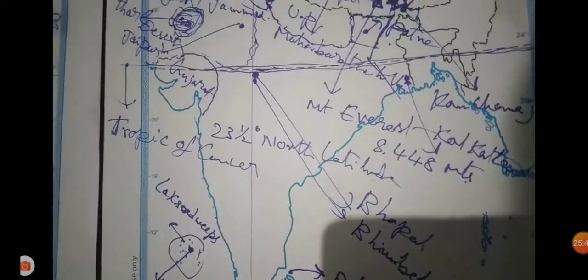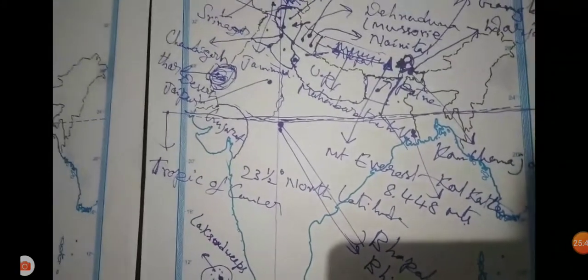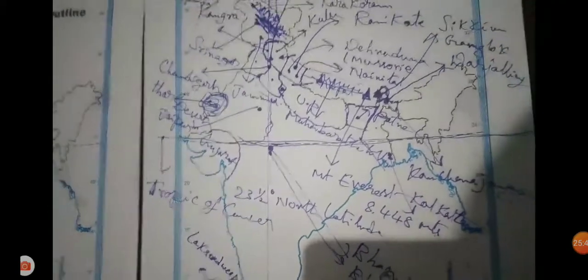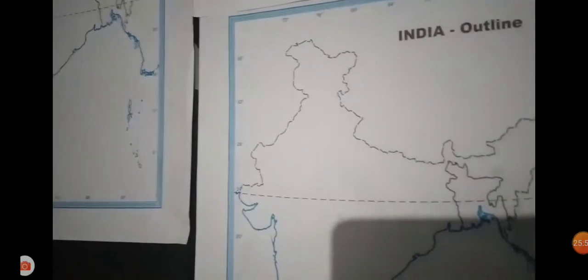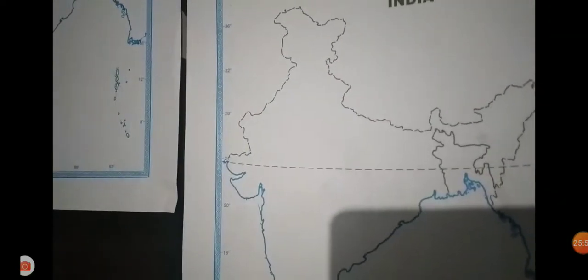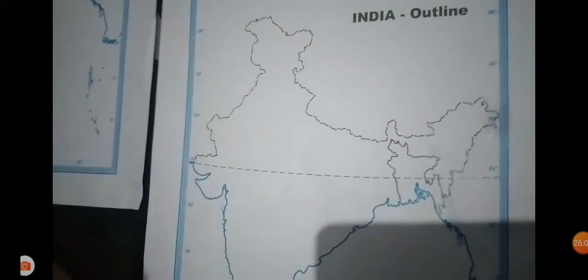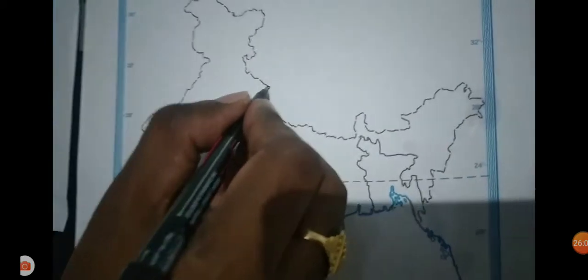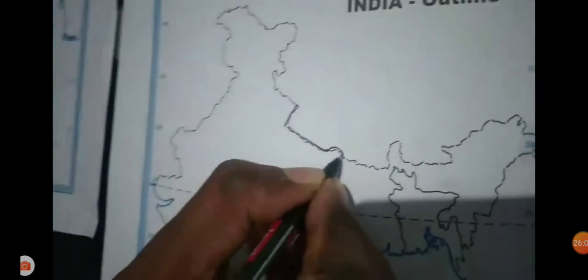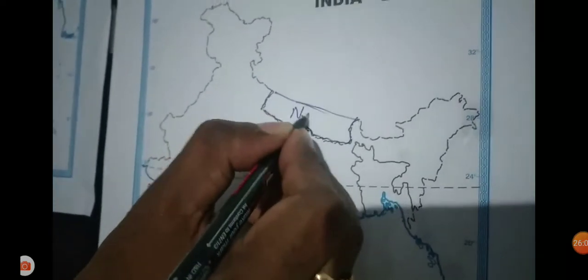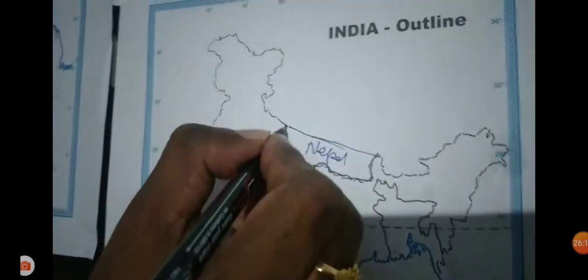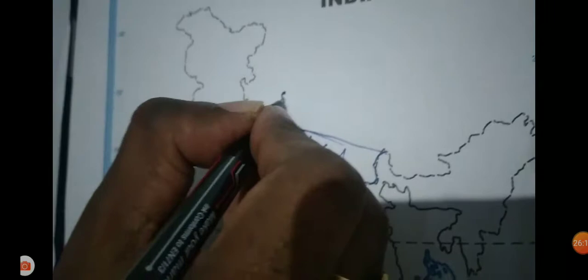So we have to identify different places on the India map. Next we will go to another one. We have identified some more points, and now I will tell you about the important river systems. This is Nepal.